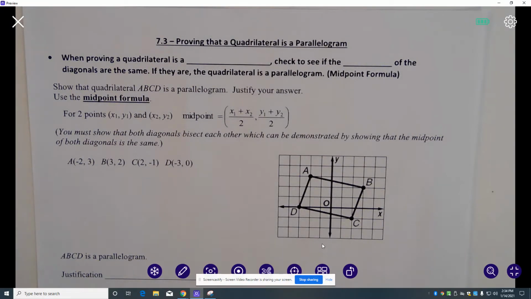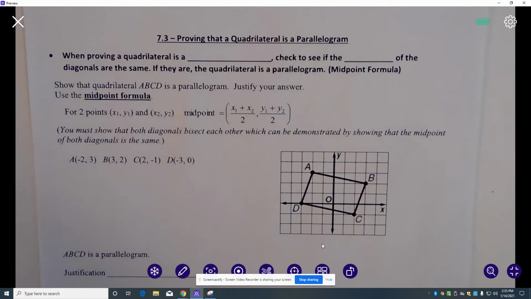Now, there are different ways you can show that a quadrilateral is a parallelogram. We're going to choose one way that most people think tends to be the easiest and the quickest way, and we're just going to stick with that. So we only have to remember one method for showing that a quadrilateral is a parallelogram.